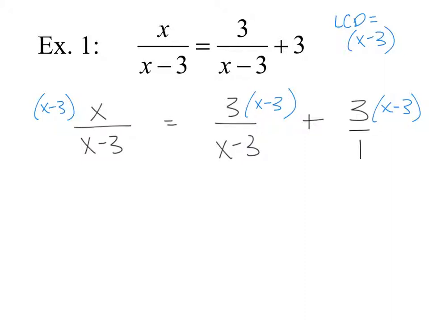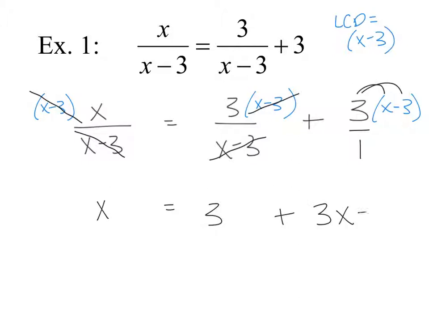And then before I start foiling, distributing and stuff, I look at a bunch of stuff that cancels. The whole reason I multiplied this by x minus 3 is to cancel that, and I just have x. And then on this side, same thing. This x minus 3 cancels that, and I just have 3. But in this case, nothing cancels, so I need to actually distribute my 3 there. So I end up with 3x minus 9. And then, you guys, this is a really simple equation to solve. So we turned this thing that had a bunch of fractions in it into something very, very simple.